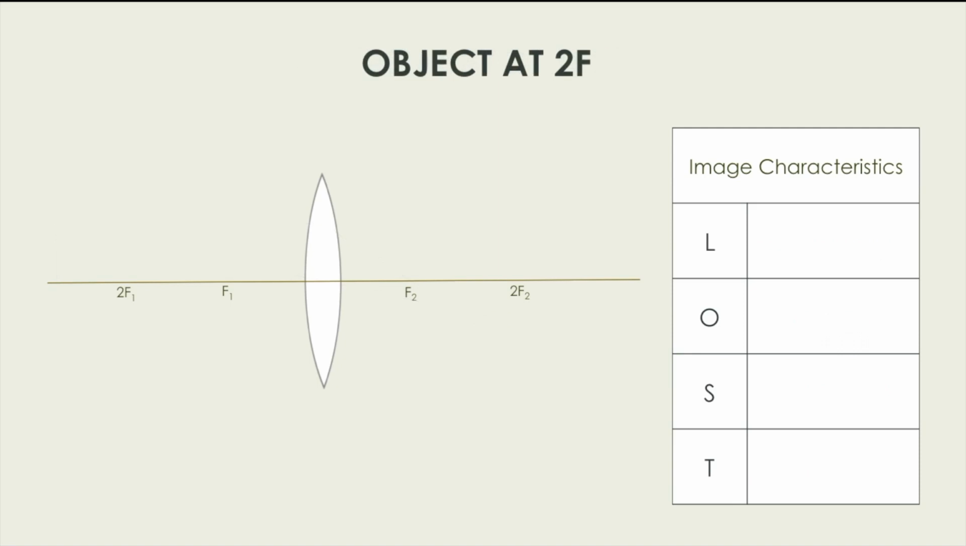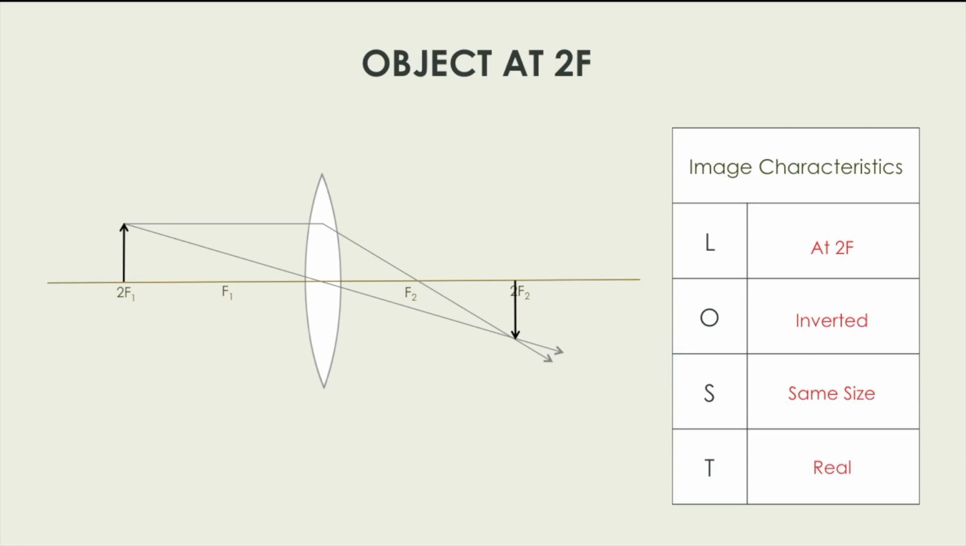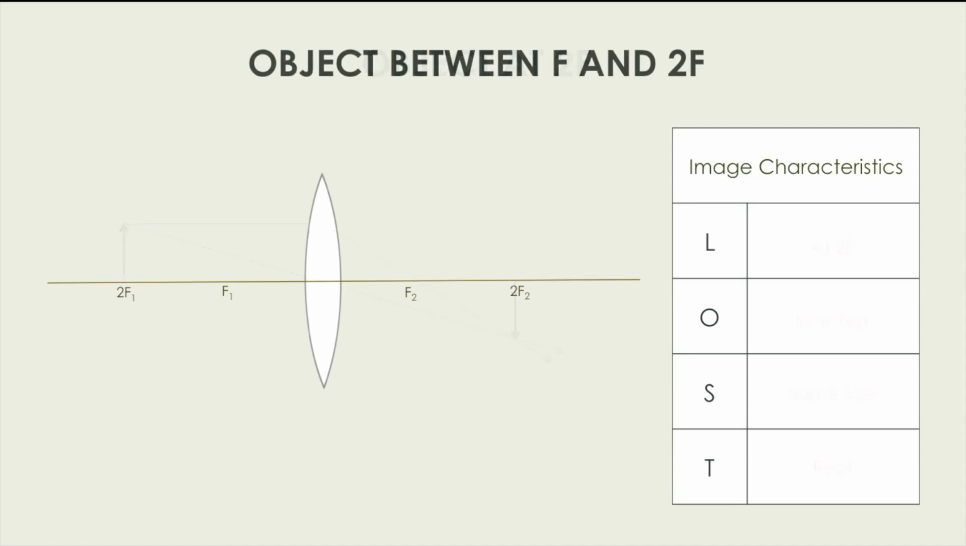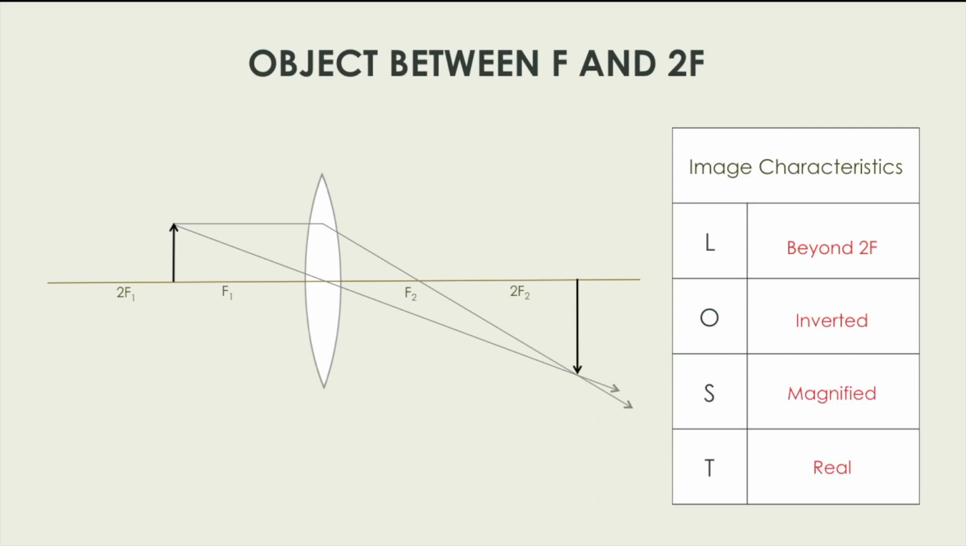And if the object is located at a distance that is twice the focal length, the image formed is at 2F, it's inverted, it's of the same size, and it's real. So we bring the object closer and we find that the image this time is beyond 2F, it's inverted, magnified, and real.